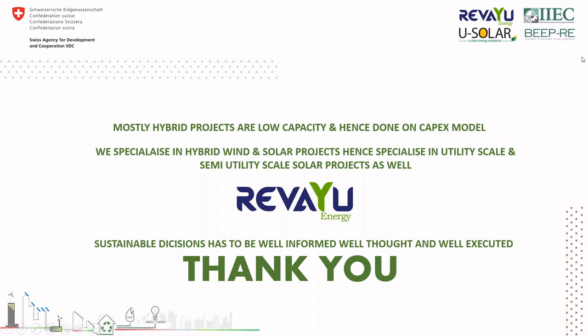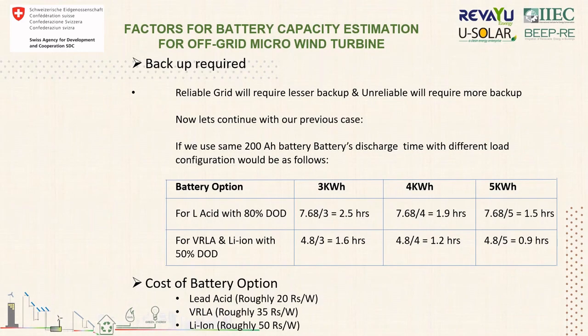So mostly hybrid projects are, say, ranging between 10 kilowatt to 200 kilowatt. So we are currently operating Apex model.